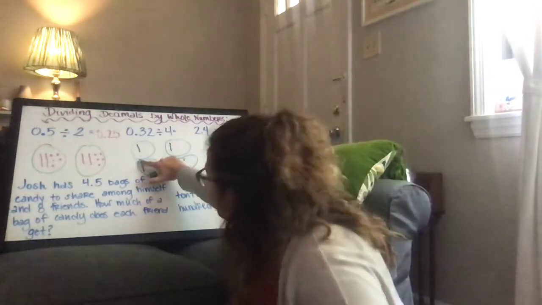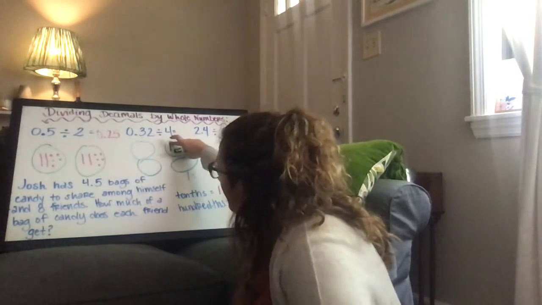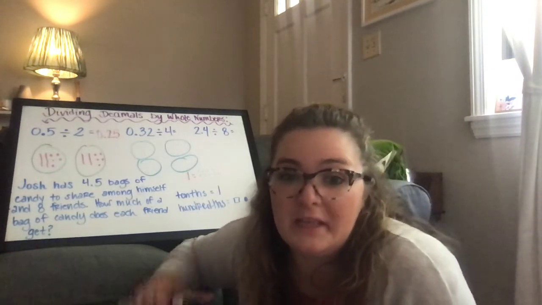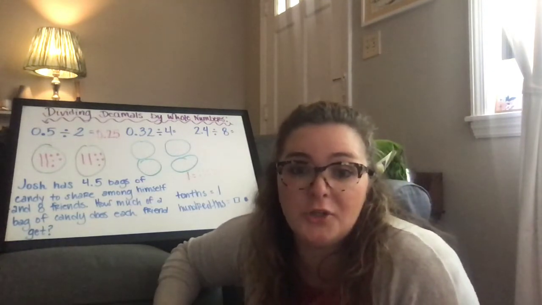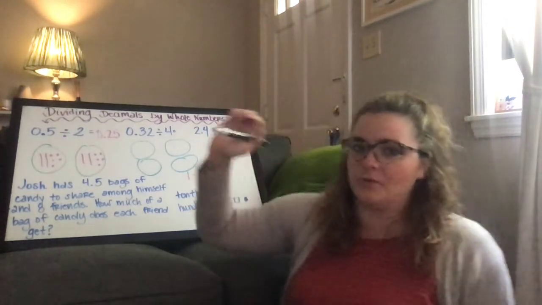So I can't do that. So what I really need to do for this one is a little bit different. I know that it's 32 hundredths, so I'm just going to do it as 32 hundredths. I'm just going to keep doing it until I hit 32, and hopefully I end up with the same amount in each little square. So we'll see.